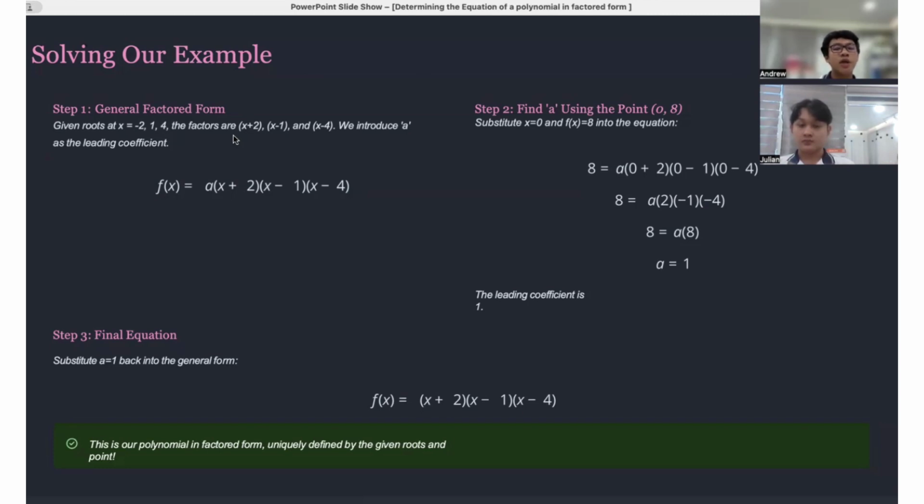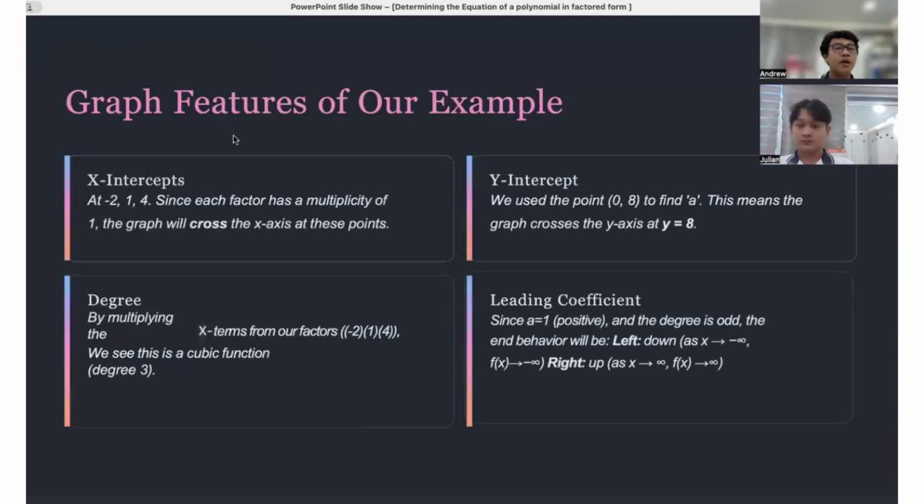So our equation will be f of x equals the factored form with x plus 2, x minus 1, and x minus 4. In here, the x-intercepts are at -2, 1, 4. Since each factor has multiplicity of 1, the graph will cross at the x-intercepts. For the y-intercept, we use the point (0, 8) to find a. This means that the graph crosses the y-axis at y equal to 8.